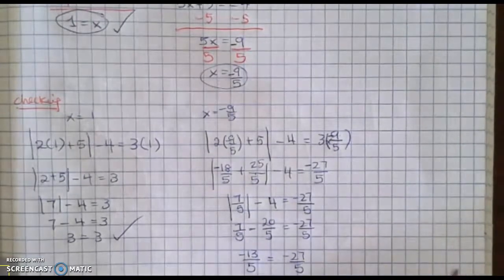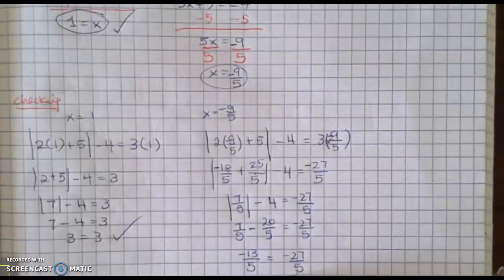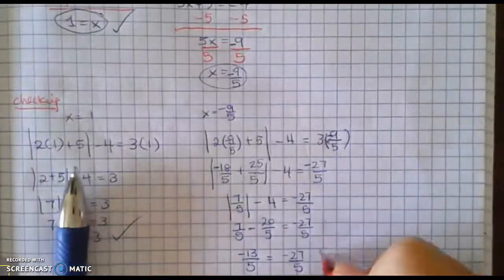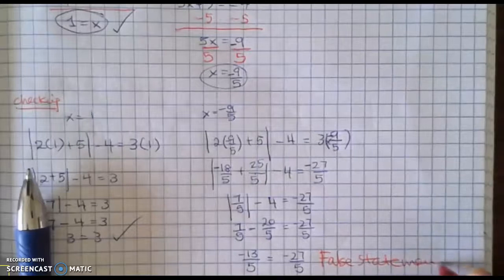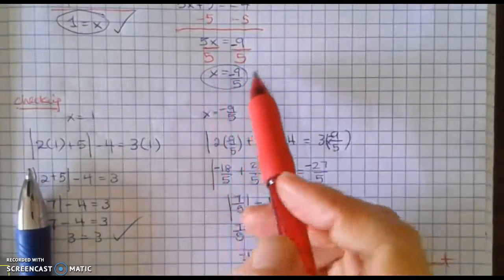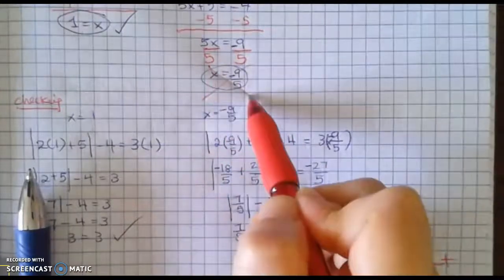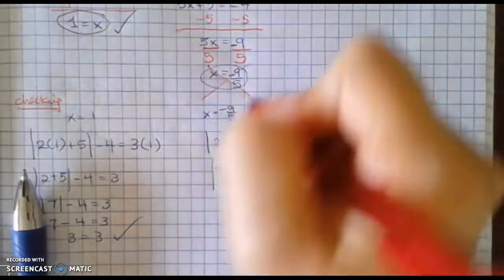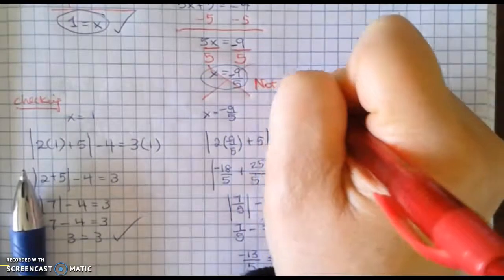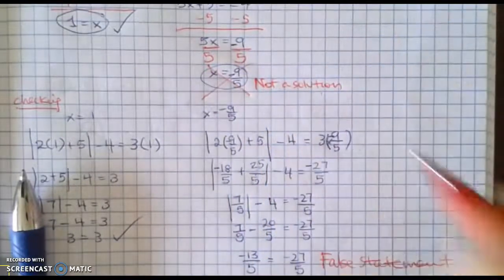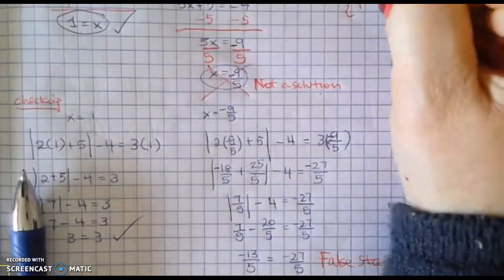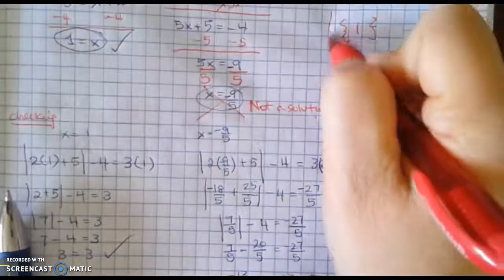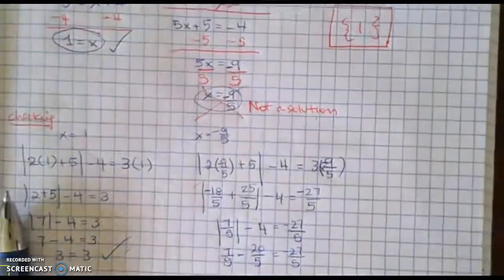Now look at this expression. Negative 13 over 5 is equal to negative 27 over 5. Is this true? No, this is false. That means that this solution, x equals 9 over 5, is not a solution. Okay, not a solution. So that means that our only solution is just 1 and nothing else. And so I am going to state my solution as that.